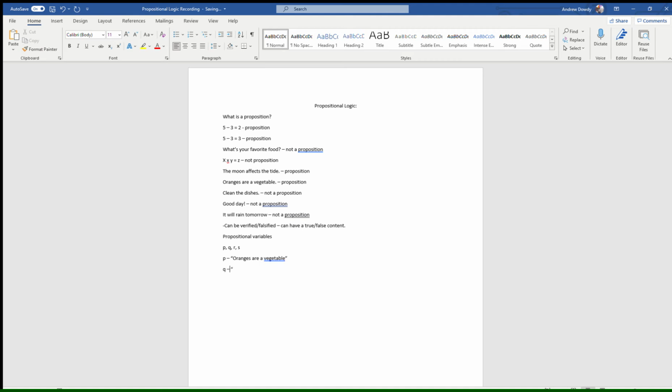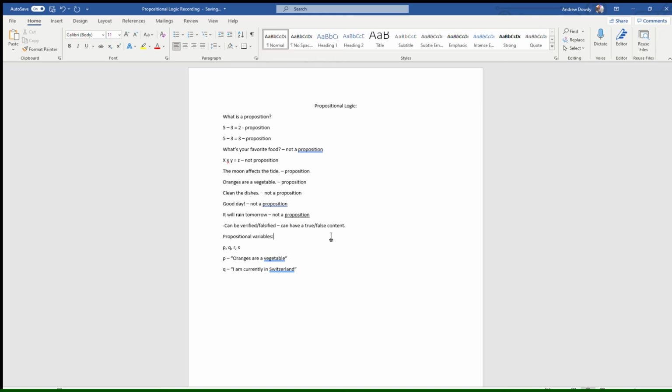And Q could represent I am currently in Switzerland. Both of these are propositions as per our previous definition, and then they can therefore be held in propositional variables. And these propositional variables, aside from holding the proposition, can obviously also therefore hold a true or false value on the basis of whether the proposition happens to be true or false.